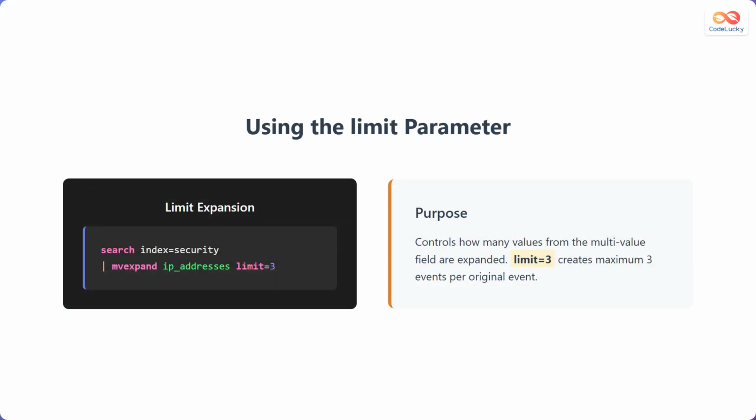The limit parameter gives you control over how many values are expanded from each multi-value field. In this example, we search the security index and pipe the results to mvexpand with the IP addresses field, setting limit equals 3. This means that even if an event has more than 3 IP addresses in the multi-value field, only the first 3 will be expanded into separate events. The limit parameter is useful when dealing with fields that might contain many values, and you want to control the volume of resulting events.